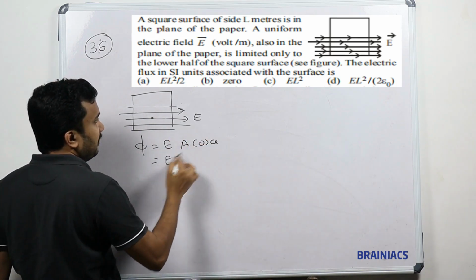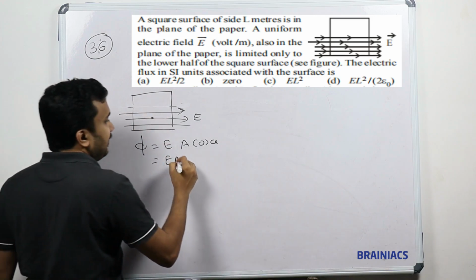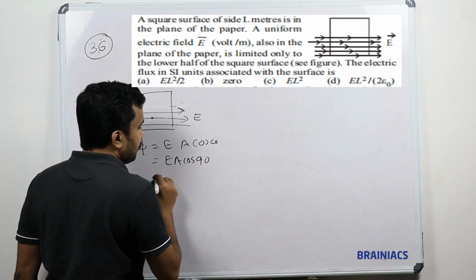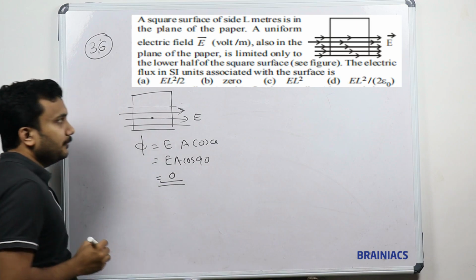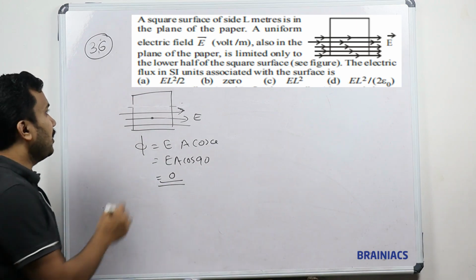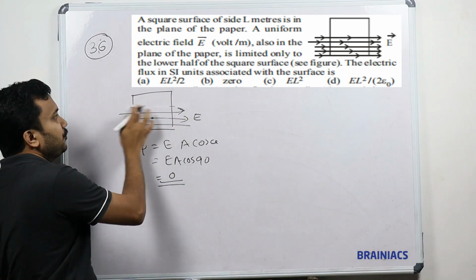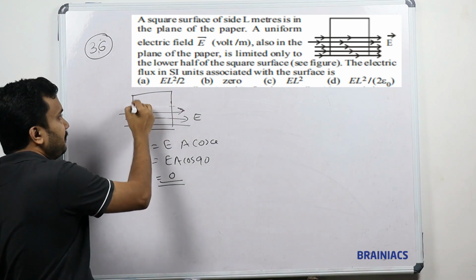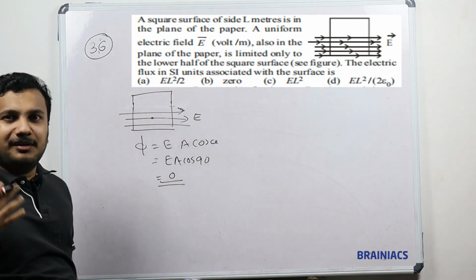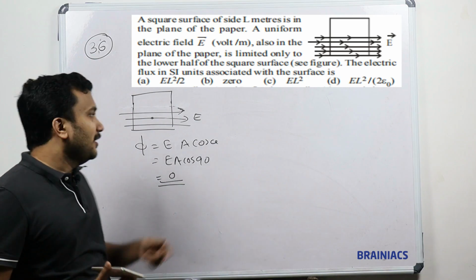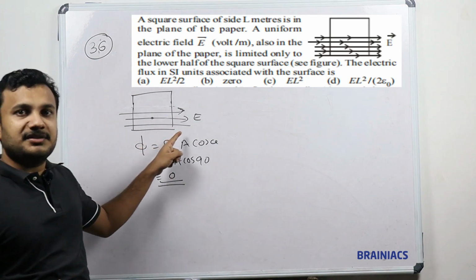What is the angle between electric field and area vector? 90 degree. Cos of 90 degree, so answer is 0. Here they try to confuse you. What do they try to confuse you with? In this surface, they just unnecessarily state that the electric field lines are only present in the lower half.